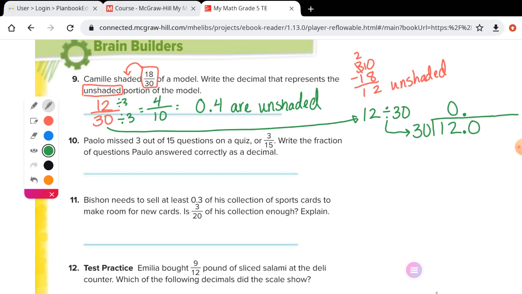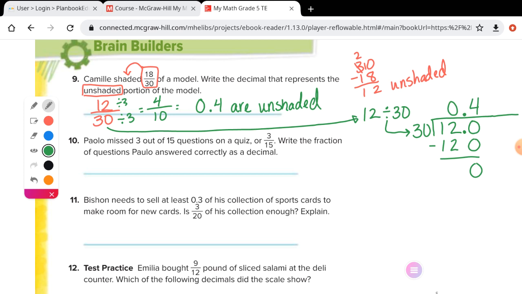How many times does 30 go into 120? 4. 4 times 3 is 12, and then I add my 0. I have nothing left over. So what was my answer? 0.4. Did I get there 2 different ways? Do I care which way you use?